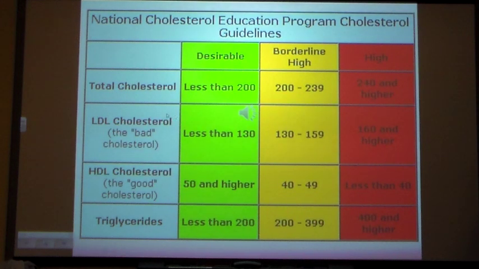How come the desirable range is higher for LDL than HDL? Well, what do you mean? It says less than 130 for LDL, but HDL says 50. No, HDL is the good one. You need more HDL. You want less LDL. You want more of the good one. This number, you can have 60, 70.